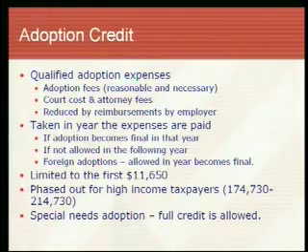You're limited to the first $11,650. It's going to be phased out for high income taxpayers. And if you are adopting a special needs child, the full credit is allowed. If I'm adopting a special needs child and I only pay $5,000 worth of expenses, I get the full $11,650, despite the fact I didn't pay that full amount. So in that case, you get to take the full amount.